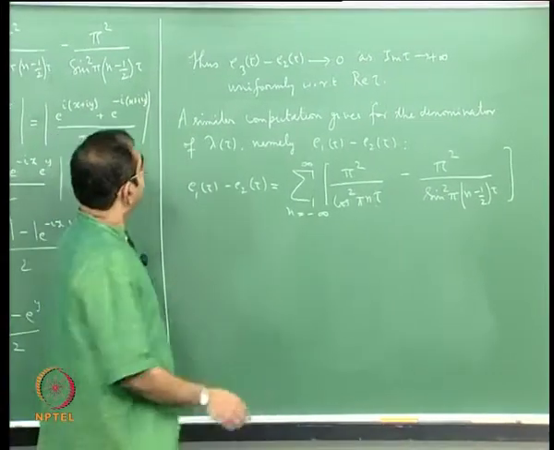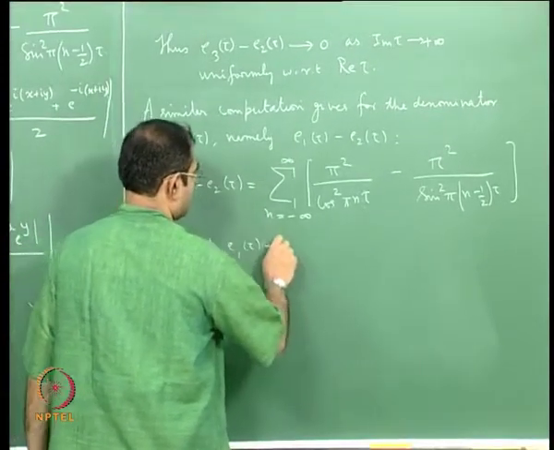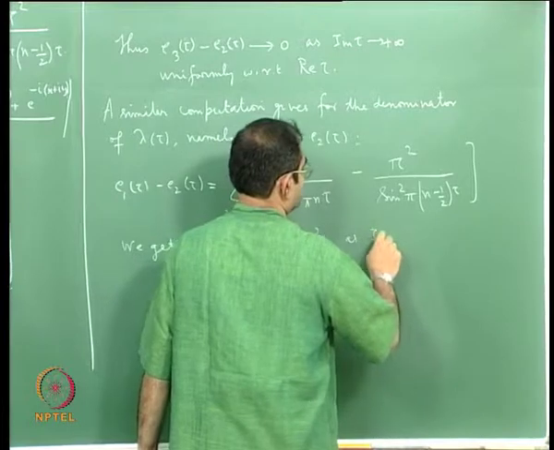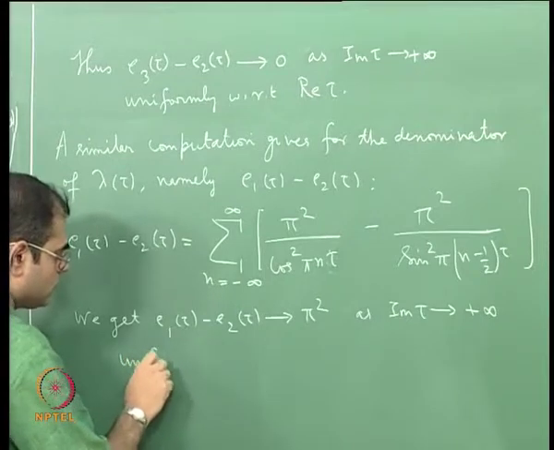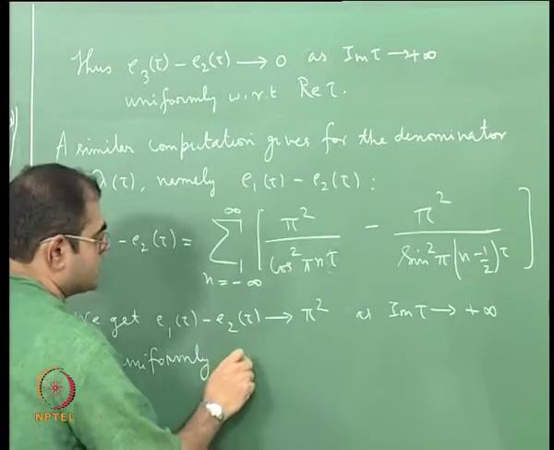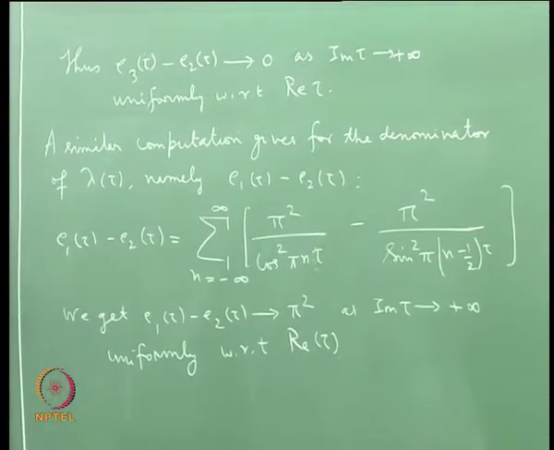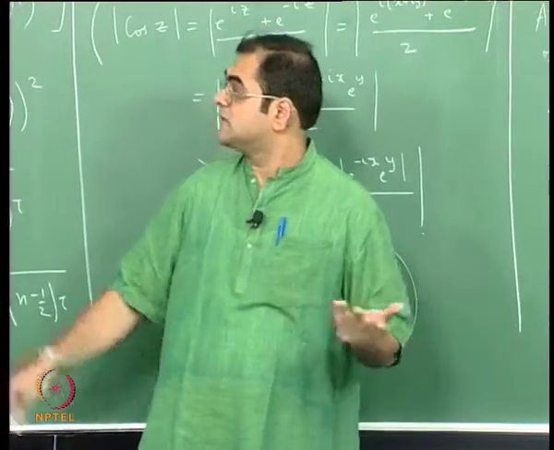Okay, so what we get is E1 of tau minus E2 of tau tends to pi squared as the imaginary part of tau tends to plus infinity, uniformly with respect to the real part of tau. So if I put these two together, I get that as the imaginary part of tau tends to plus infinity, lambda of tau goes to 0 uniformly in the real part of tau, which was the original claim.